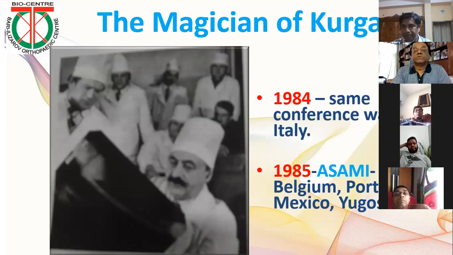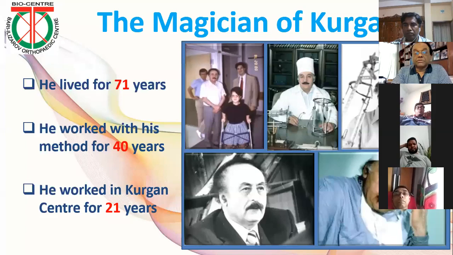And see, he lived for 71 years. He worked with this method for 40 years, and he worked in Kurgan for 21 years. You can see a picture here. Professor Ilizarov, behind him is Professor Vladimir Shevtsov, successor of Ilizarov, and a young Dror Pele. He was in 1986. He was in Kurgan two times to learn this Ilizarov technique.